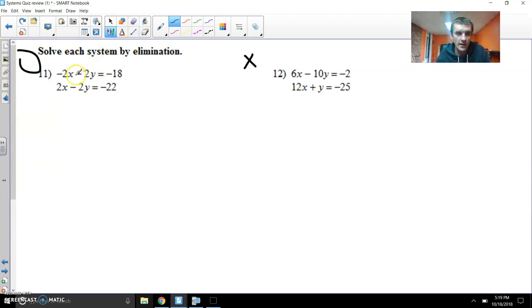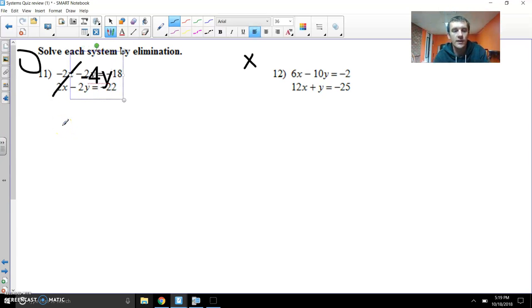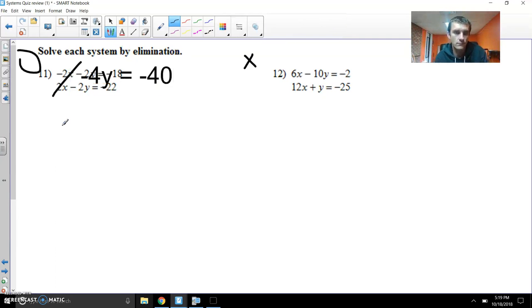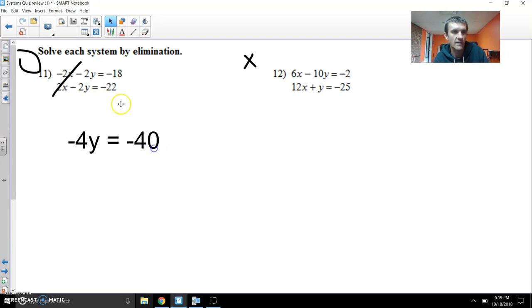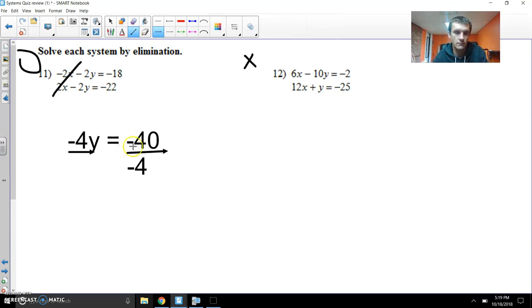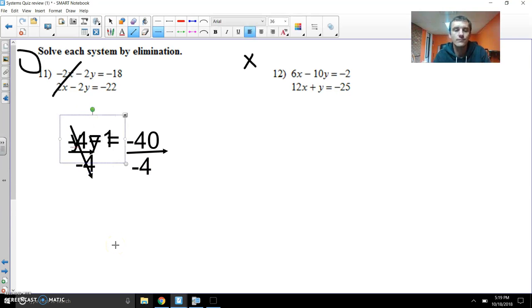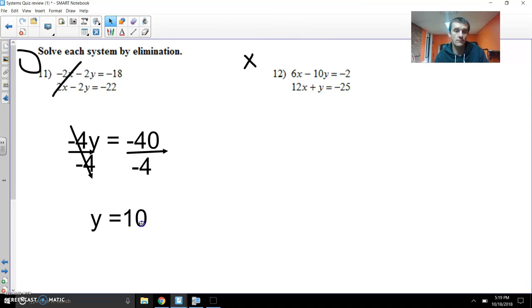Okay, so this one's ready to go. If you add these together, you get -4y equals -40. Okay, these add together to be 0, these add to be -4, these add to be -40. Now I want to divide both sides by that -4. And once I divide both sides by -4, I'm going to end up getting +10. So once you get y equals 10, you can use that to plug it in and get the other value. So I want you to try to plug it in because that's something we've been doing.